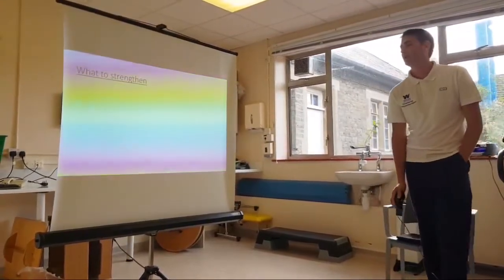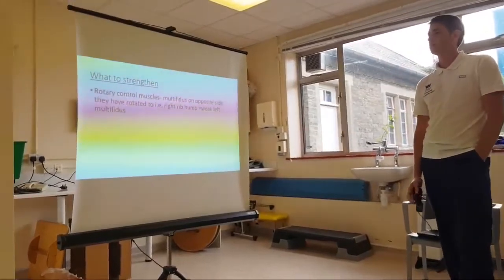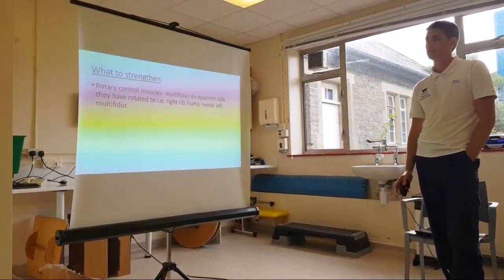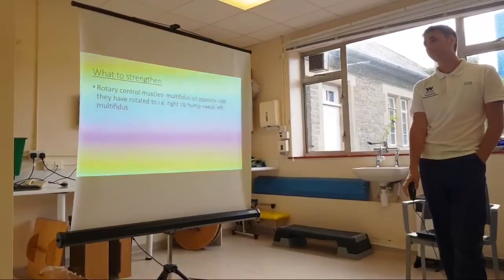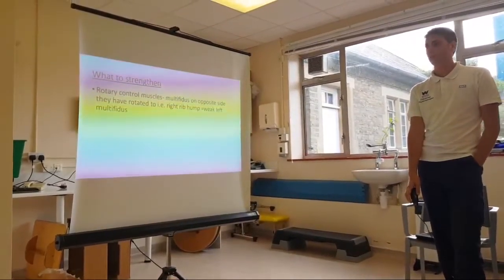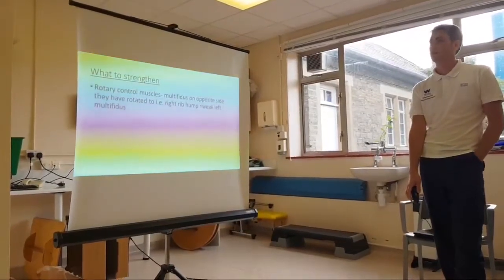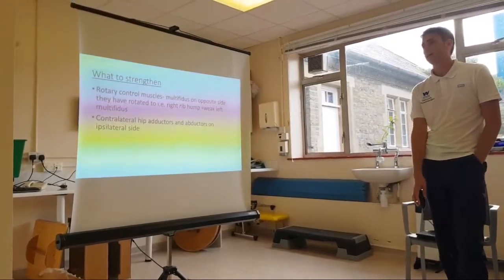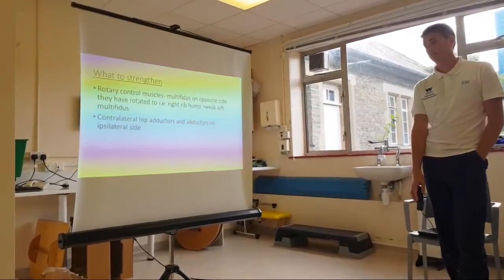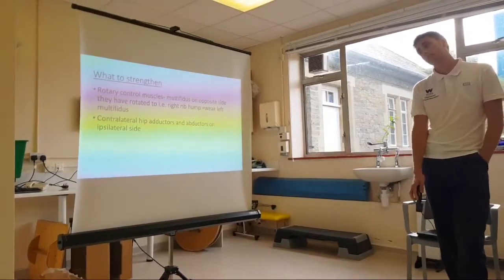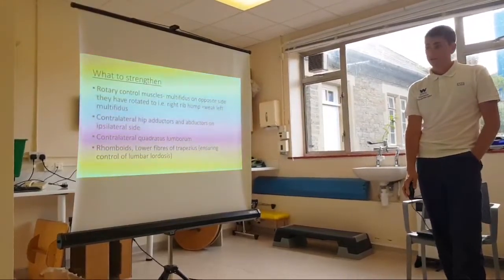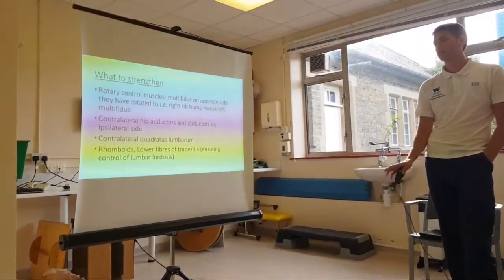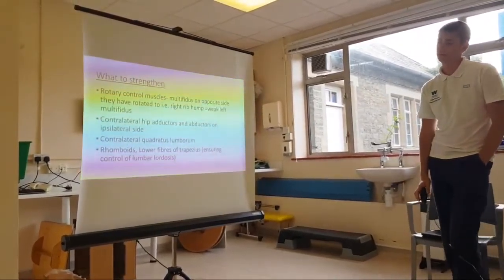Okay, so if we want to strengthen, what sort of things are we looking to strengthen? We're looking to strengthen the rotatory control muscles, so the multifidus on the opposite side to the way they've rotated. So if they've got a right rib hump, they have weak left multifidus. The contralateral hip adductors and abductors on the ipsilateral side. Contralateral quadratus lumborum. Rhomboids, lower trapezius, ensuring control of lumbar lordosis, as always.